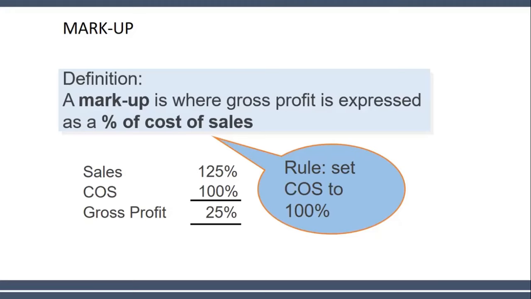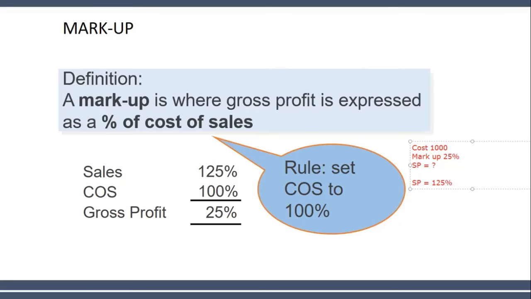Now, how do we usually do it? Very quickly, I will show you here. For example, let's suppose my cost is $1,000 and I want a markup of 25%. So then selling price would be how much? Selling price should be 125%.